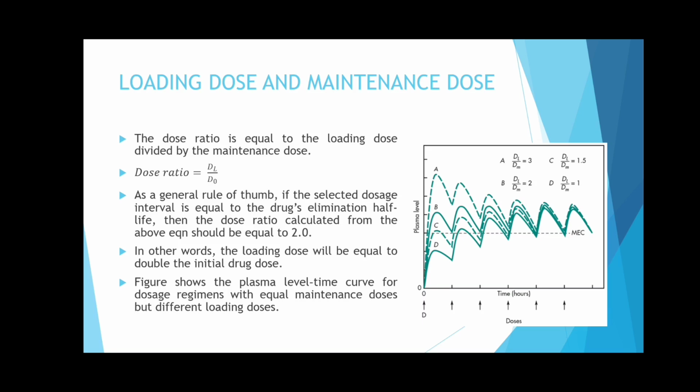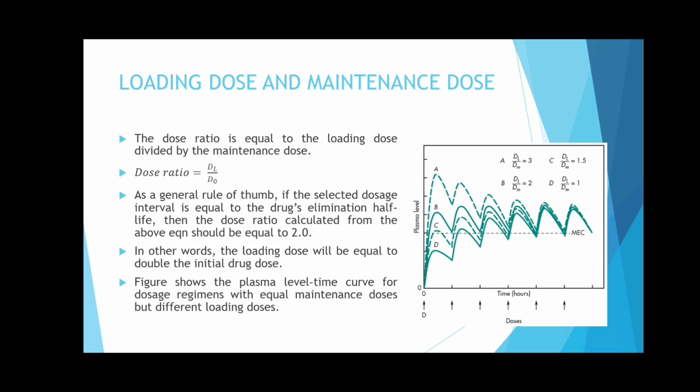As a general rule of thumb, if the selected dosage interval is equal to the drug's elimination half-life, then the dose ratio calculated from the above equation is equal to 2. In other words, the loading dose will be double the initial dose. This figure shows the plasma level time curve for a dosage regimen with equal maintenance doses but different loading doses. Dose ratio means loading dose divided by the maintenance dose. Loading dose means the initial dose, the first dose. Maintenance dose means whatever dose we are giving at a regular interval. If that is equal to 2, that is a favorable dose.